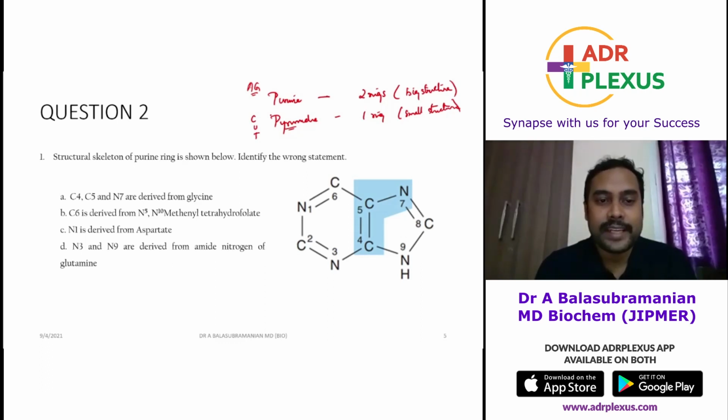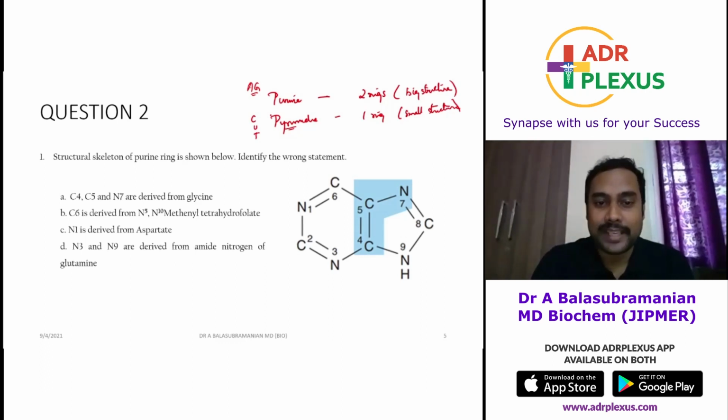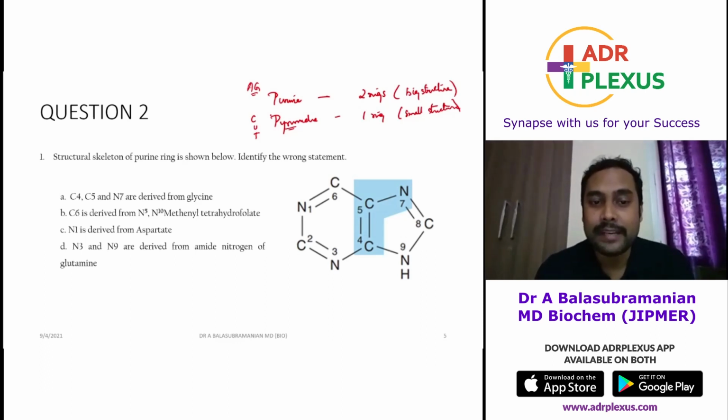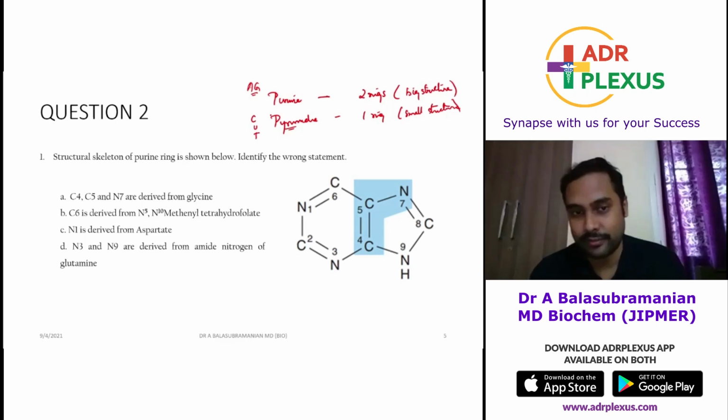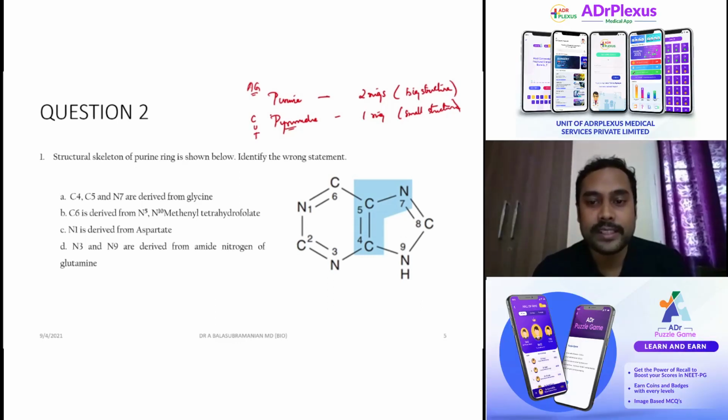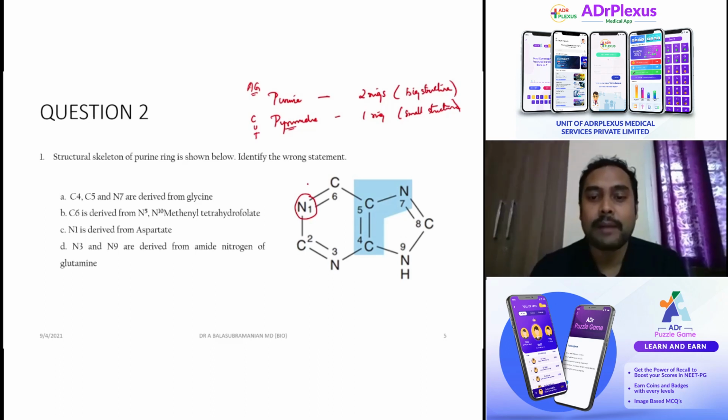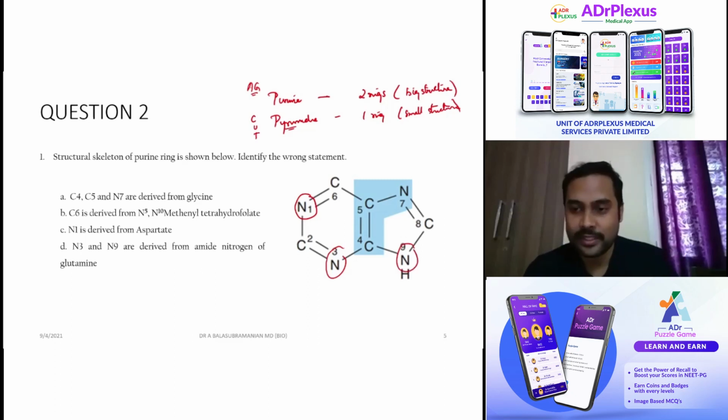C4, C5, N7 are derived from glycine. Option number 1. C6 is derived from N5,N10-methylene tetrahydrofolate. N1 is derived from aspartate. N3 and N9 are derived from amide nitrogen of glutamate. See, nobody knows, unless you know about the structure. Very rarely are structural questions asked.